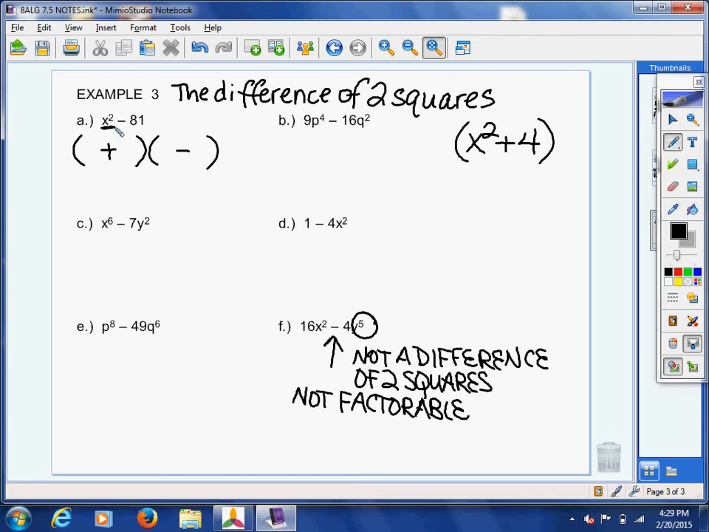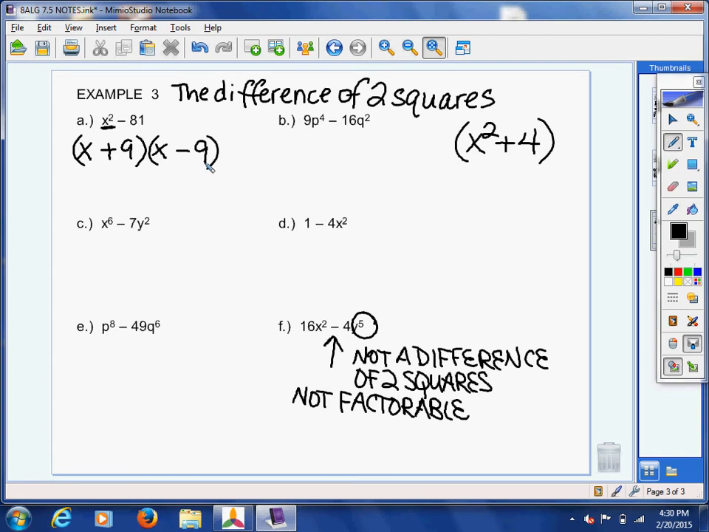So let's start with x squared. I'm going to break that up. I'm going to put one of the x's here and the other one here. And then 81, I'm going to put 9 here and 9 here, okay? And so if it's a difference of two squares, you should have two quantities, two sets of parentheses written. They're identical except for the sign in the middle. So it should be x plus 9, x minus 9.